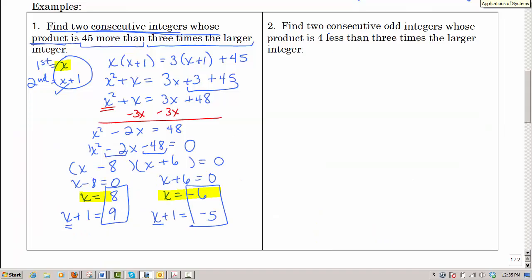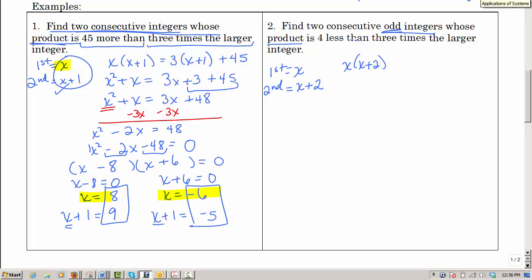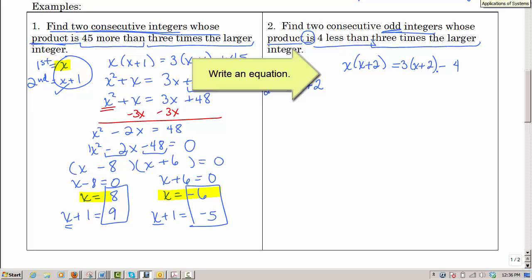Going on to number 2. Find two consecutive odd integers whose product is, and I'm going to stop. So same type of setup. The first one is x, but this time the second one, since it says odd, I need x plus 2. Right? Whose product? That means I'm going to multiply them together. So find two consecutive odd integers whose product is 4 less than. That means I'm going to subtract 4 from what? 3 times the larger integer again. So 3 times x plus 2. 4 less than means I need to subtract 4 from the 3 times the larger integer.